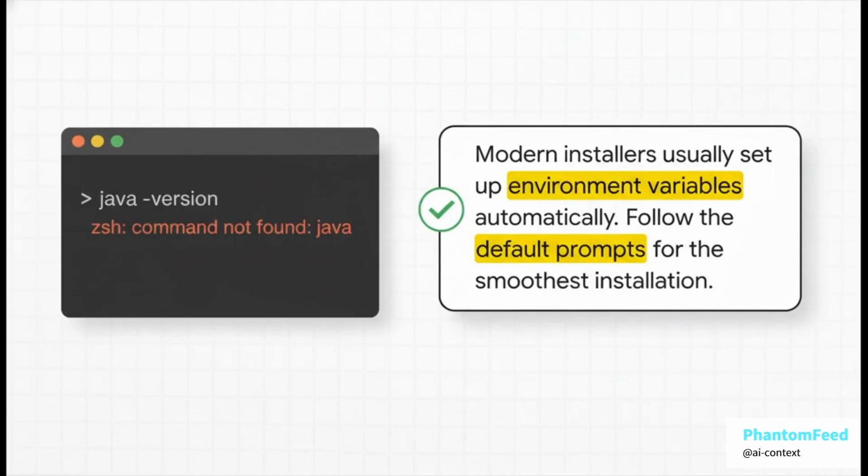Now a quick heads up, if you finish installing, open up a terminal, and you see an error like this, don't panic. This is a super common problem. It just means your computer's address book for programs, which is called the path variable, doesn't know where Java is. Modern installers usually handle this for you, but if you do see this error, a quick search for how to set Java path for your OS will get you sorted out in a couple of minutes.